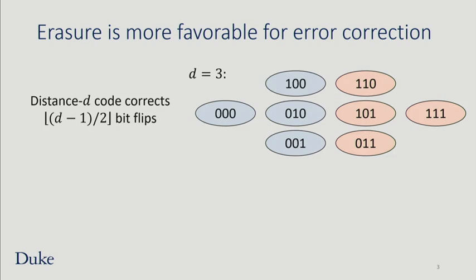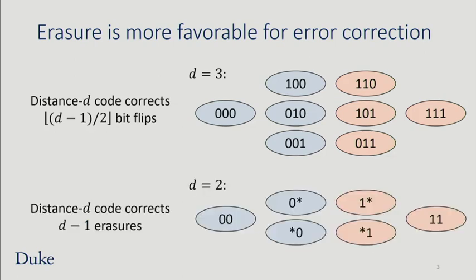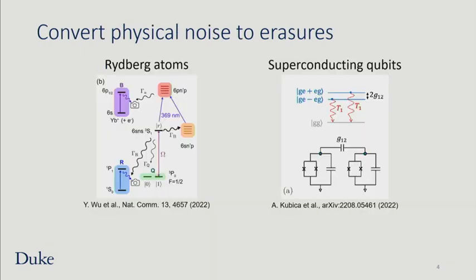For the classical case, the repetition code, a distance d code corrects (d minus 1) over 2 bit flips. So to correct one error, you need distance 3 for bit flips. But if the errors were erasures, you only need distance 2, because you just look at the other qubit that's not erased. So this should give you an idea of why erasures are really good for error correction. And that's why people try so hard to convert various physical noise in various platforms to erasures.